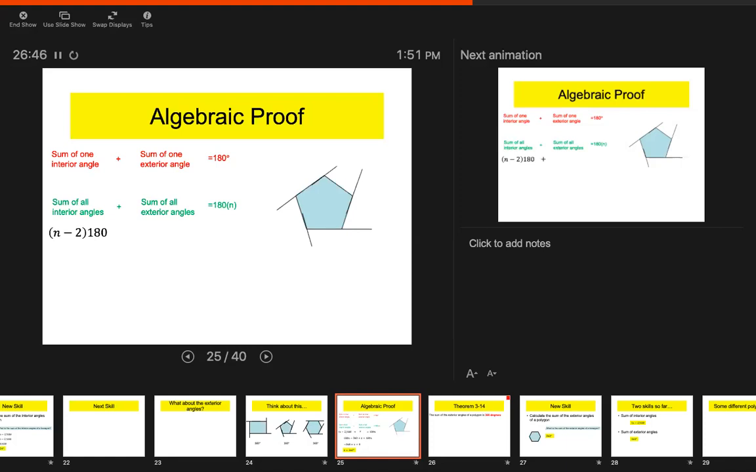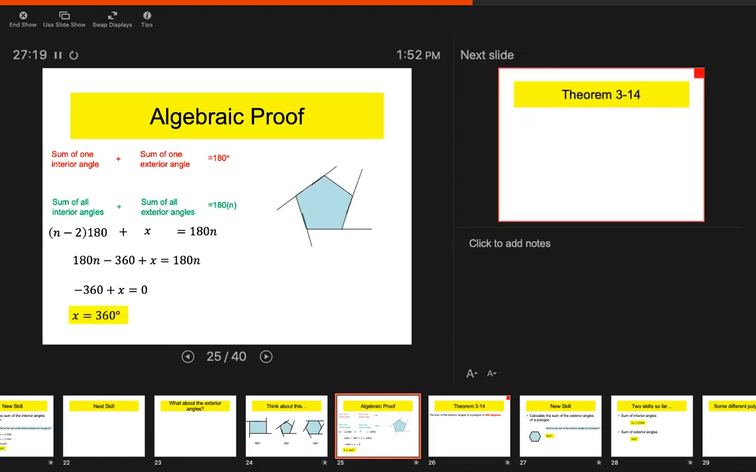Granted, it is 360, but I'm saying we haven't proven it yet. So I've got to put a variable. We'll just call it x. I don't know it until I prove it. And look at the magic here. Distributive property: 180n minus 360, plus x equals 180n. I've got 180n on both sides, so subtract 180n from both sides, and therefore x is equal to 360. Now I really proved it. So we can write that one down.